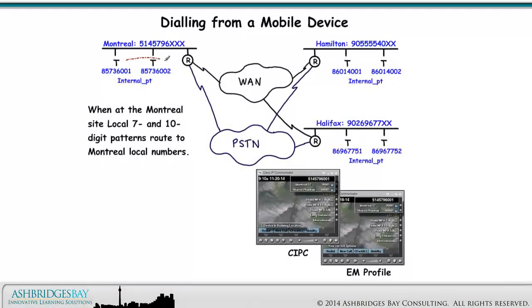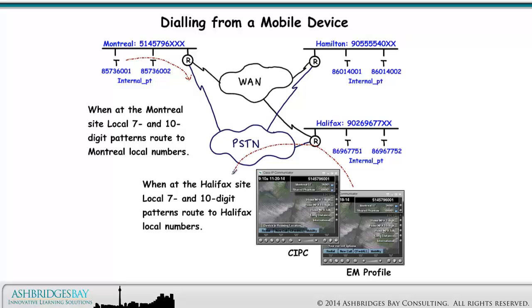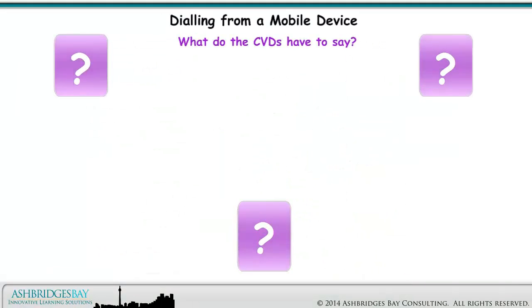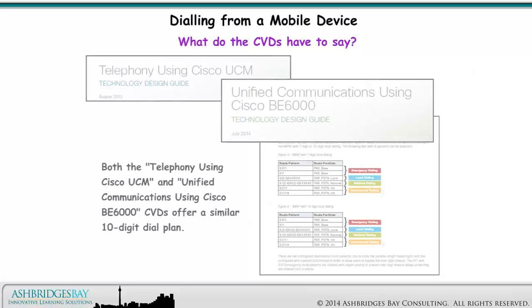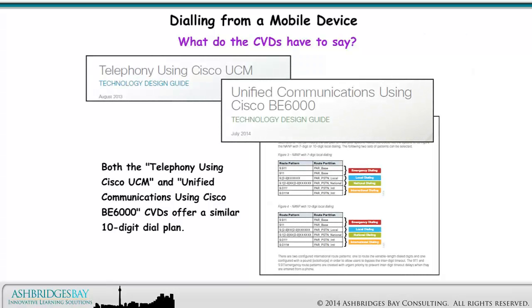When at the Montreal site, local 7 and 10-digit patterns route to Montreal local numbers. When at the Halifax site, local 7 and 10-digit patterns route to Halifax local numbers. Is this confusing? What do the CVDs have to say? Both the telephony using Cisco UCM and Unified Communications using Cisco BE6000 CVDs offer a similar 10-digit plan.